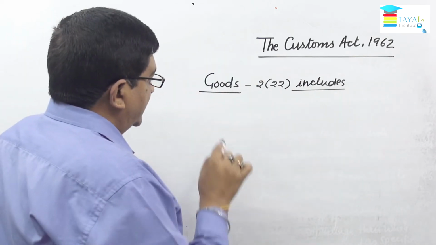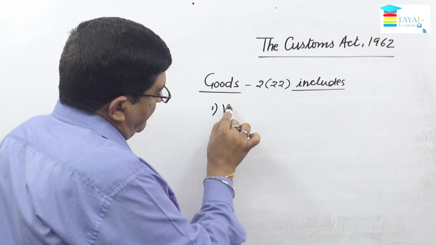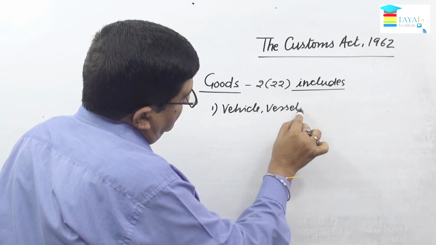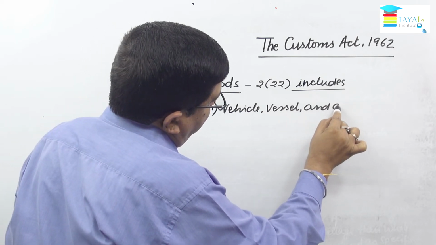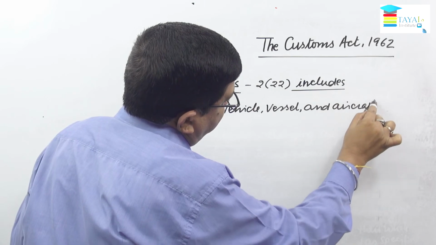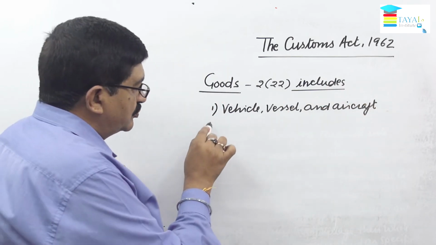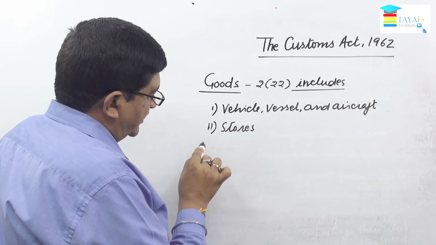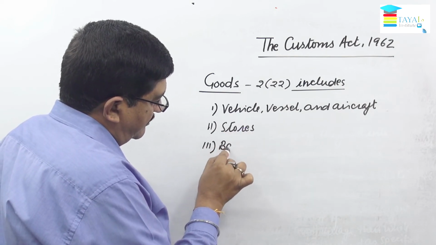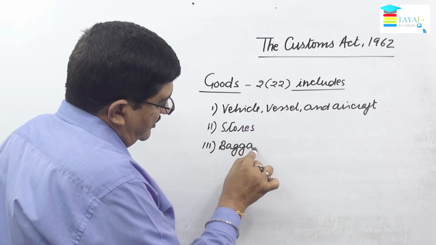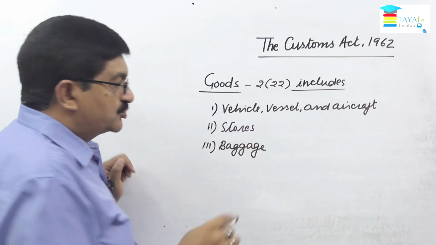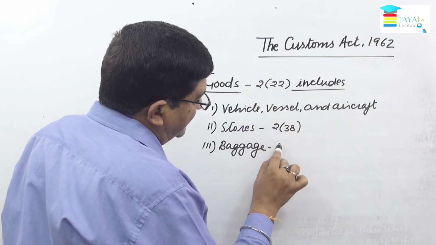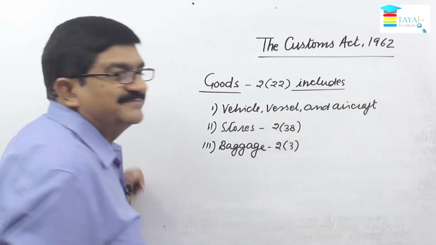Includes, number one, vehicle, vessel, and aircraft. Number two, stores. Number three, baggage. Stores itself is a defined term under section 2, subsection 38. Baggage is defined under section 2, subsection 3.